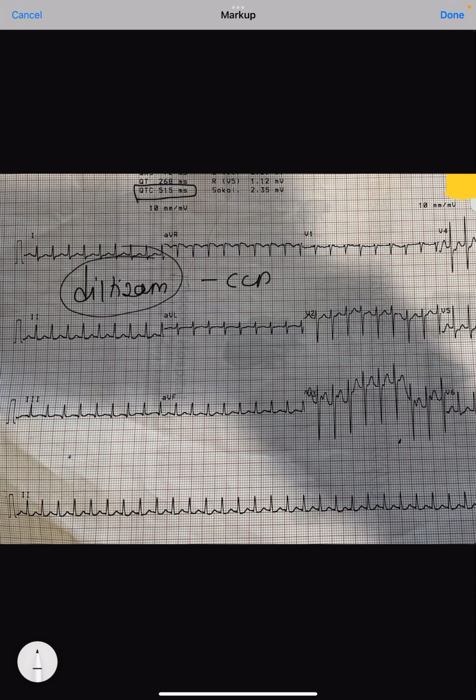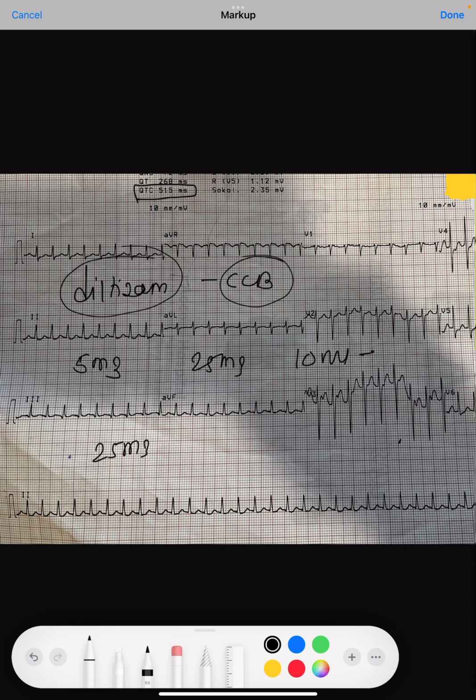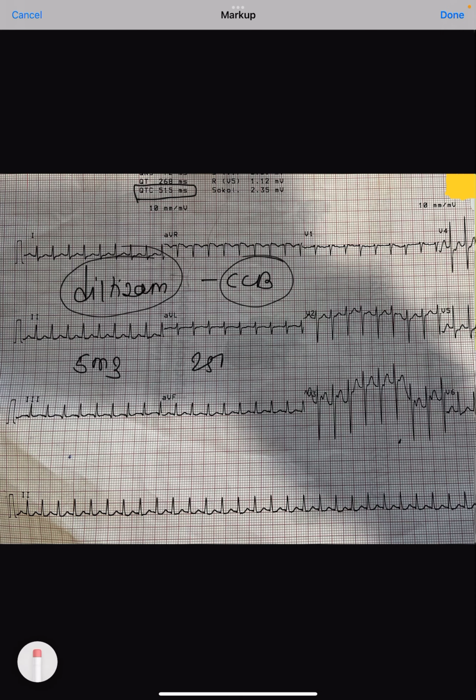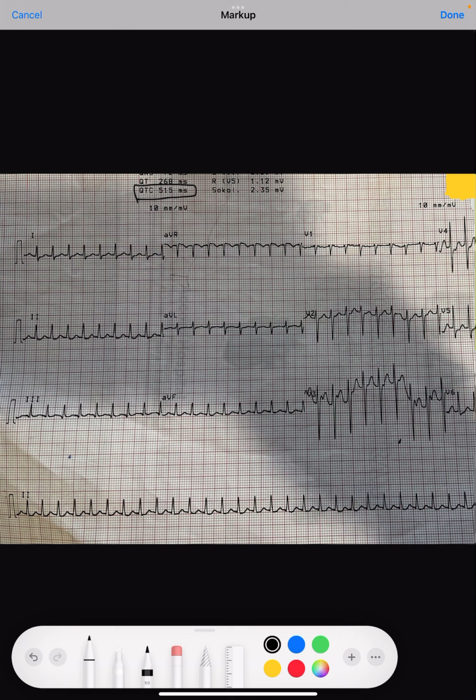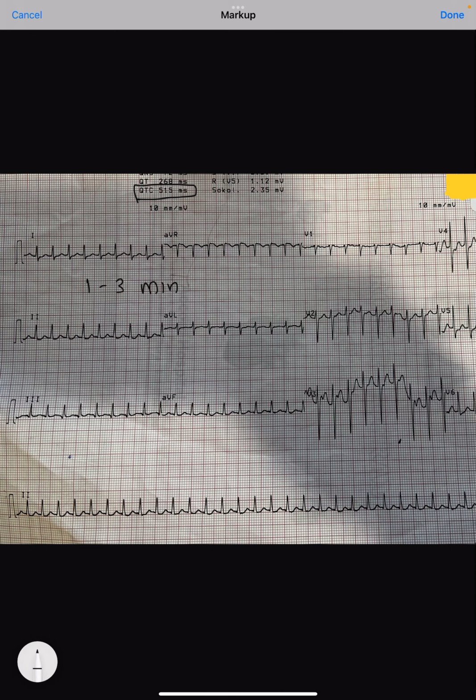It is a calcium channel blocker, and the dose that is used is 5 milligram. It usually comes in a 25 milligram vial. We take this 25 milligram in around 10 ml NS, and 5 milligram of this diltiazem is pushed slowly IV over a period of 1 to 3 minutes. So over a period of 1 to 3 minutes, we give 5 milligram of diltiazem.